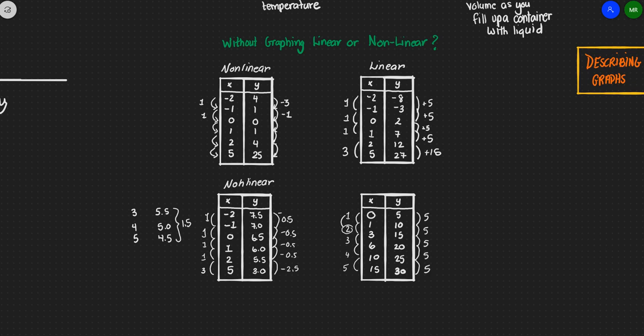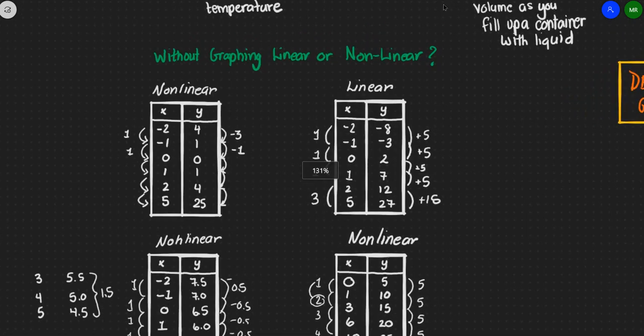These values go up 1, 2, 3, 4, 5. So they increase at a different rate on this side. So this one is non-linear as well. Okay, so let's move on.